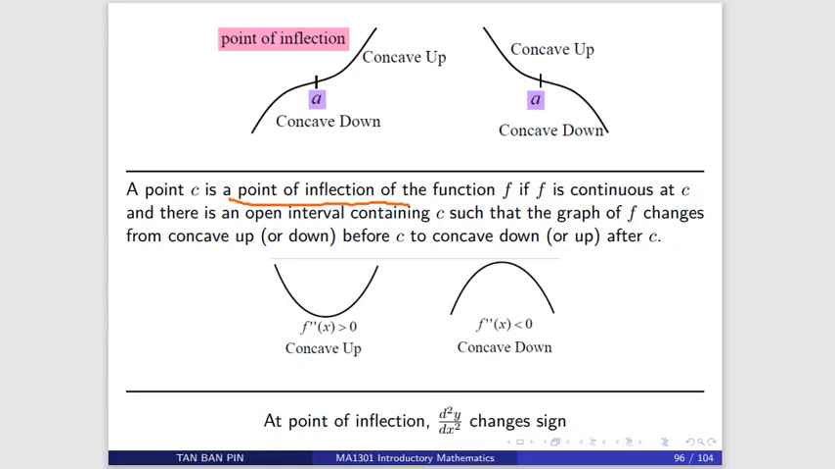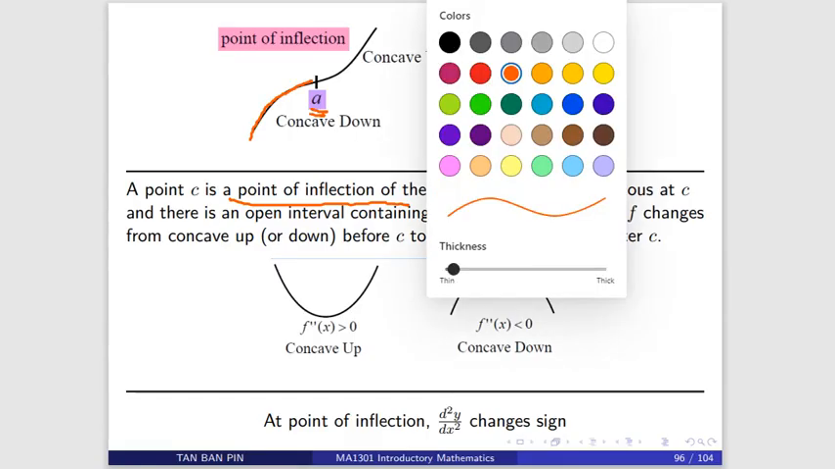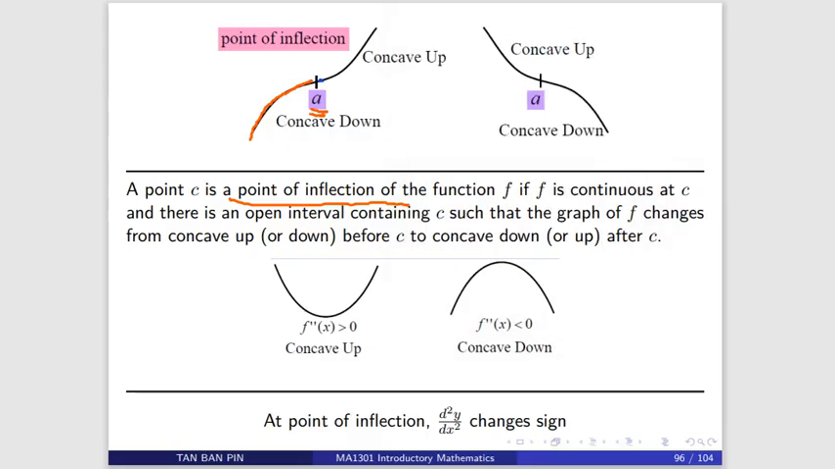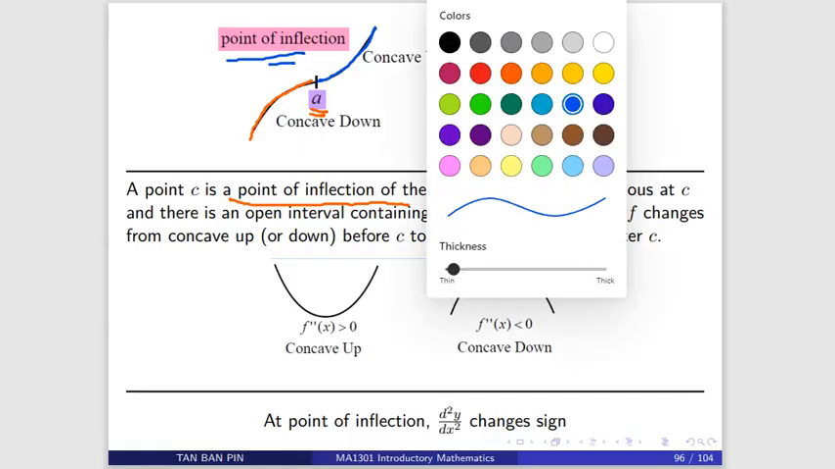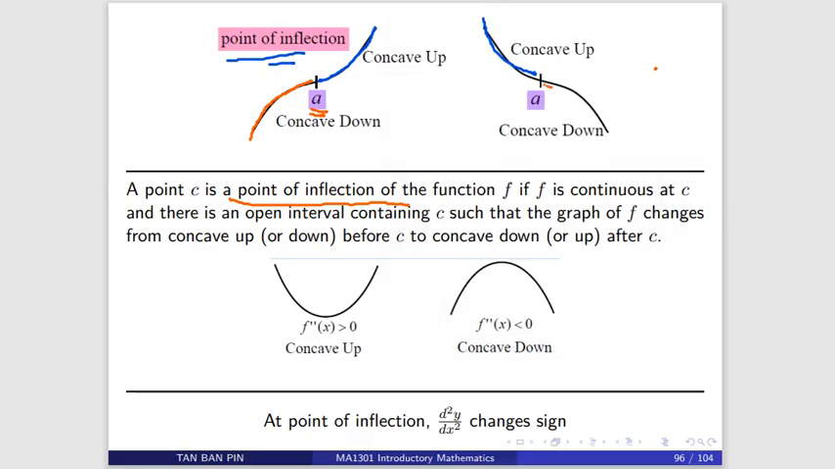You make a graph look like this. We call A a point of inflection if before A the graph is curving down, and after A the graph is curving up. So there's a change in curvature. Then you say point A is a point of inflection. It can be the other way around. Before A is curving up, and after A is curving down. So in both cases, point A is known as a point of inflection.